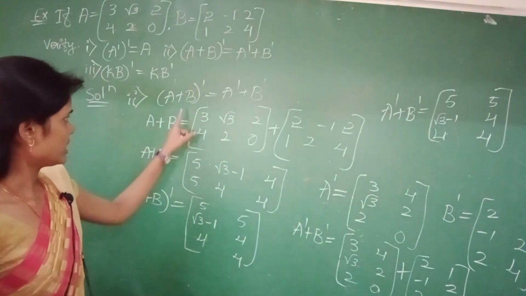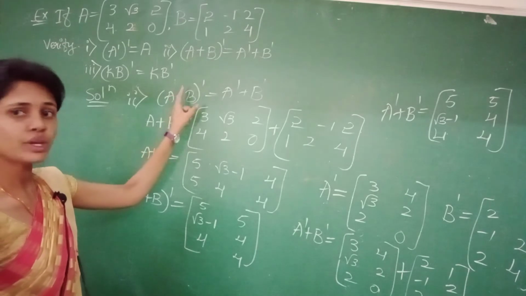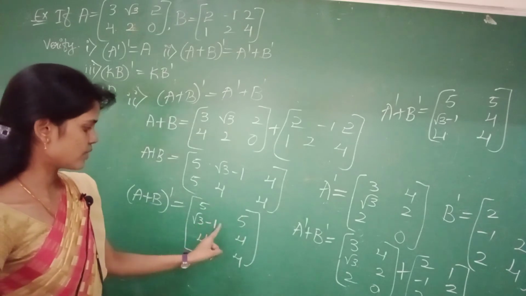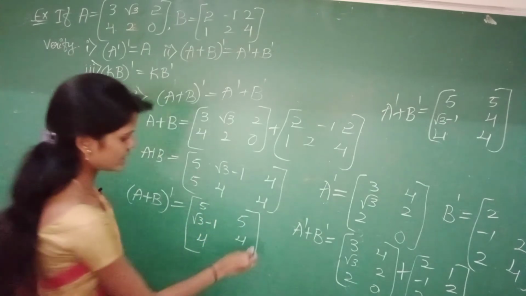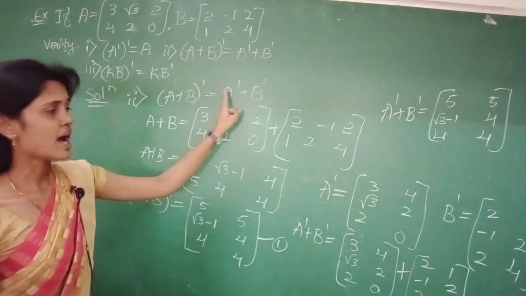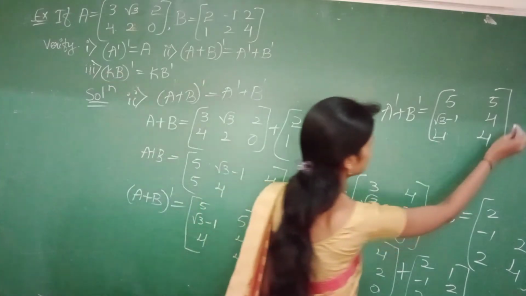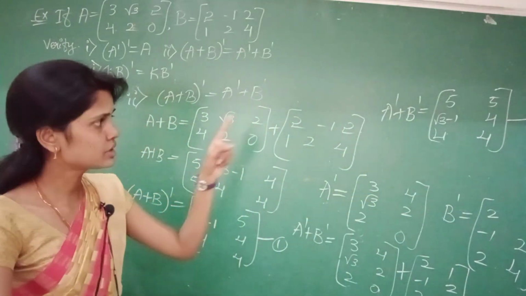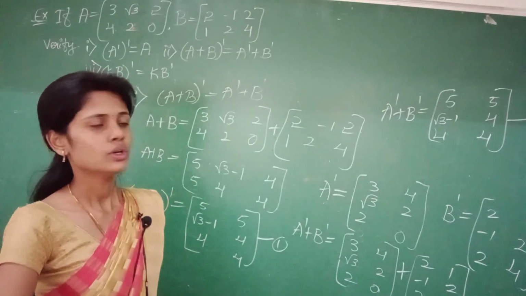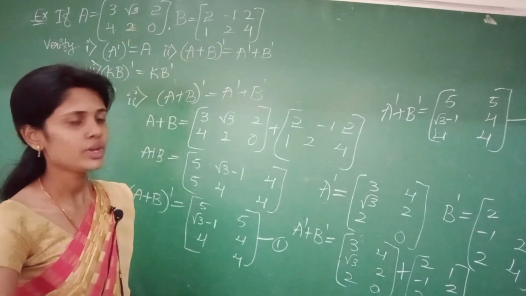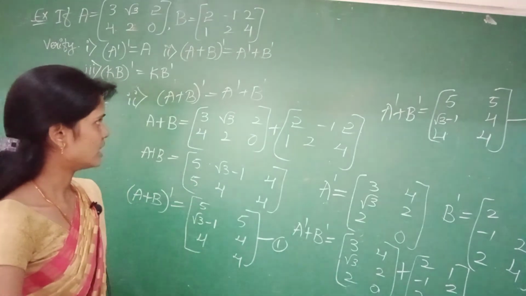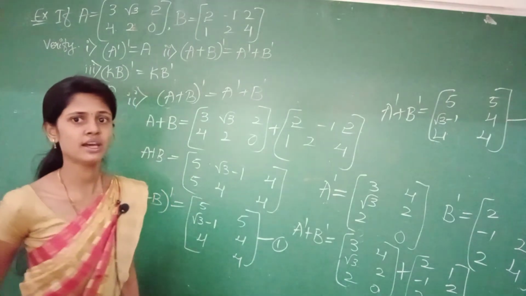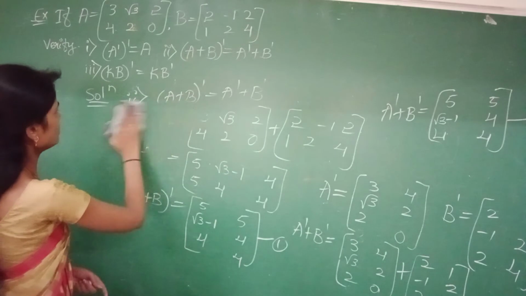So what our result is to prove is (A + B)' equals A' + B'. That is, (A + B)' is [5 5; root 3 -1; 4 4 4]. Call it equation 1. And what is our RHS? A' + B'. Here is the result for A' + B'. That is also [5 5; root 3 -1; 4 4 4]. So from equations 1 and 2, what we get? Both are equal. Therefore (A + B)' equals A' + B'. That is the required result for the given question.